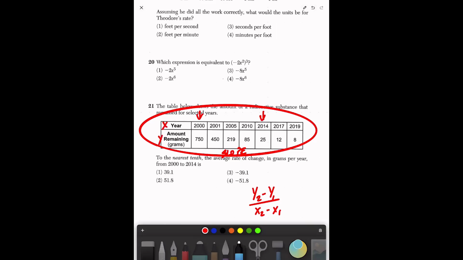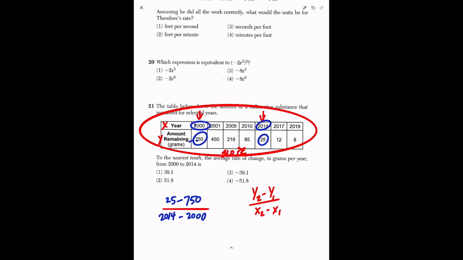I'm going to put 25 minus 750 over 2014 minus 2000. So I took this y value and subtracted this one from it. So I'm going to take this x value and subtract this one from it. So I know on the bottom it's going to be 14, but now I'm going to use the calc. Actually, this one is going to be 725 on top, a negative 725.